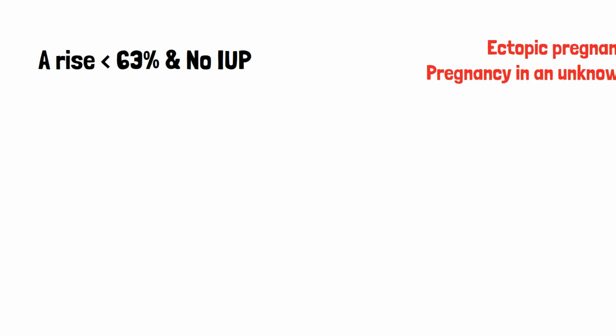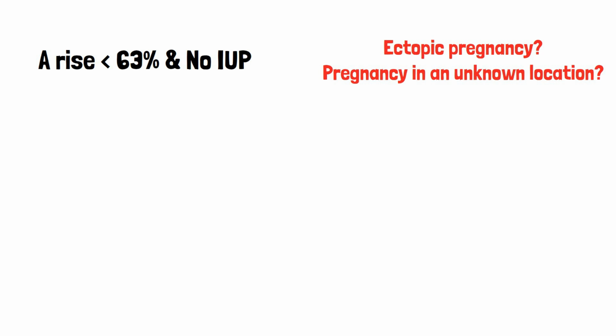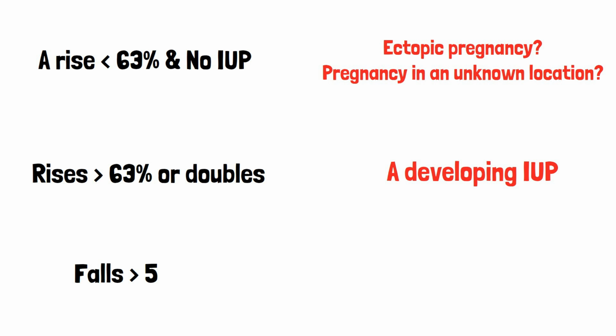If the level shows a rise of less than 63% and there is no intrauterine pregnancy, an ectopic pregnancy or a pregnancy of unknown location is suspected. Here, laparoscopy should be performed in these cases to confirm the diagnosis and for its management. If the serum beta HCG level rises by more than 63% or it doubles, a developing intrauterine pregnancy is confirmed by performing a transvaginal ultrasound scan within 3 to 7 days. And if the level falls by more than 50%, a diagnosis of a non-viable pregnancy is made.